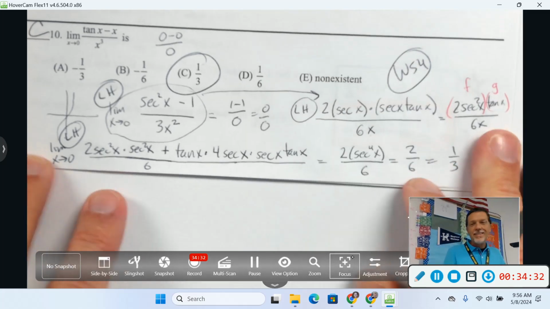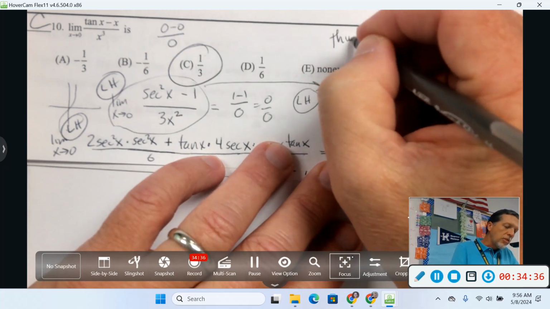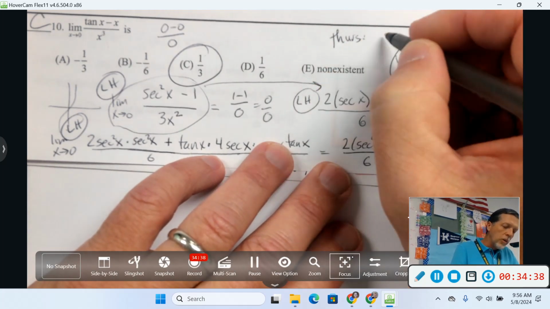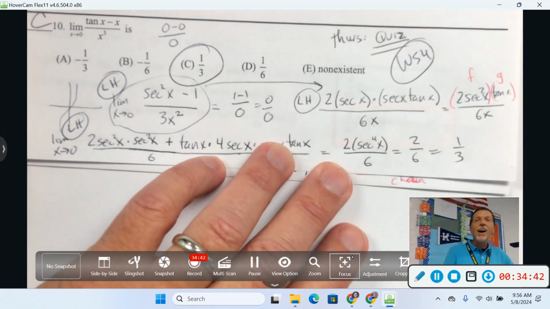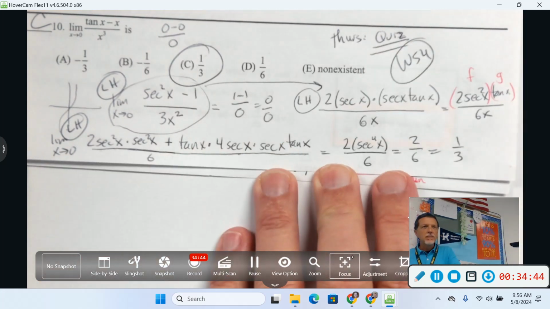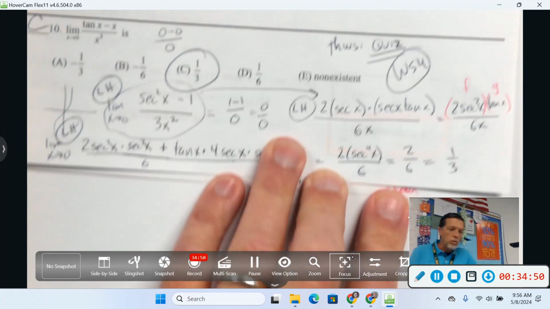Alright, today's assignment is worksheet 4. Thursday, aka tomorrow, is a quiz. The quiz does not have L'Hopital on it. Okay, the quiz does not have any L'Hopital stuff. It is all worksheet 1 through 3.